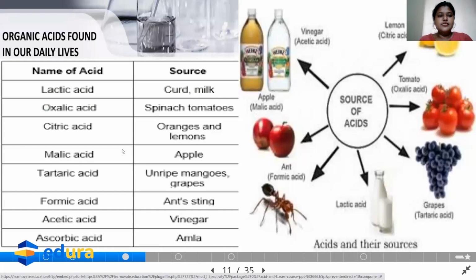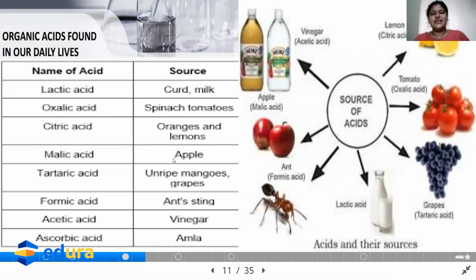Now the next slide is what are the organic acids, their names and where they are found. Lactic acid is found in curd and milk. Oxalic acid is found in spinach and tomatoes. Citric acid is found in oranges and lemons. Malic acid, it is apple. Tartaric acid, it is mangoes and grapes. Formic acid, ants' sting. Whenever ants sting you, you can see a puffiness in your hand wherever the ant has stung. That is because of the presence of acid, and that acid is called formic acid. Now acetic acid, it is found in vinegar, and ascorbic acid is amla, vitamin C.